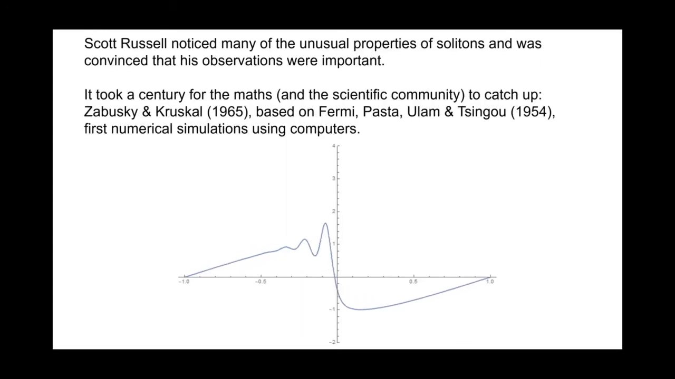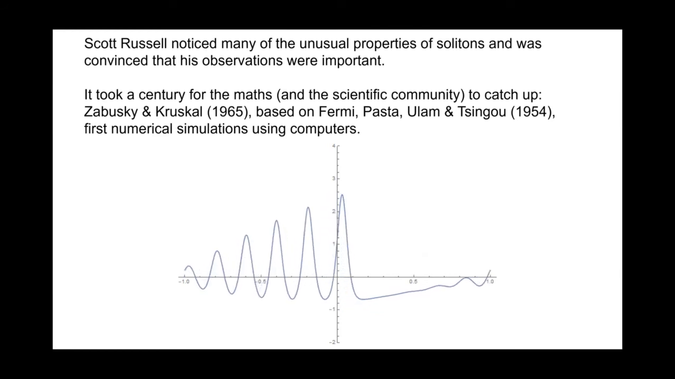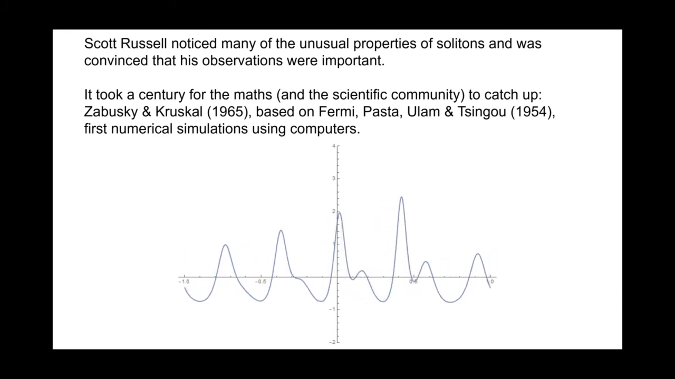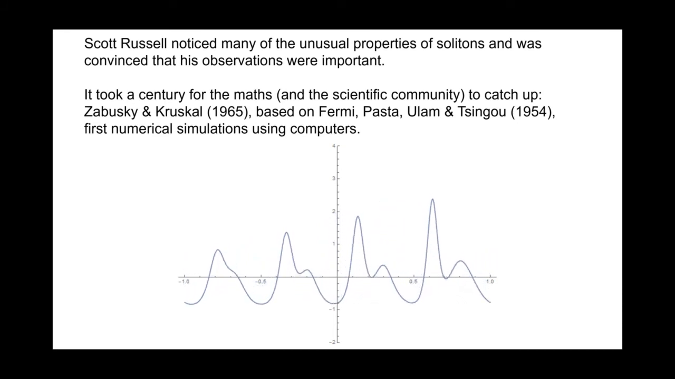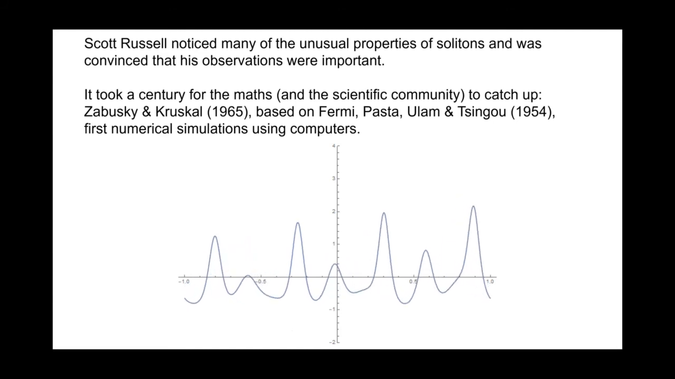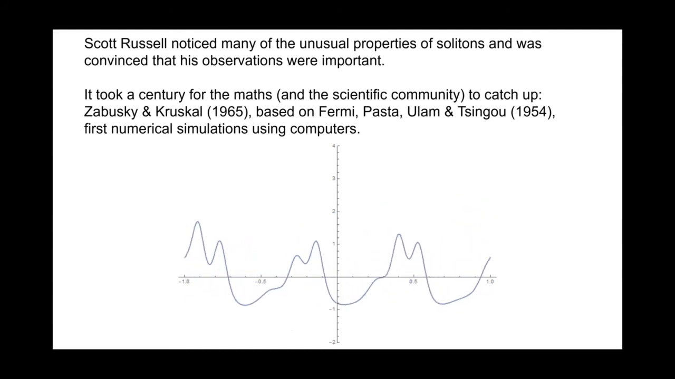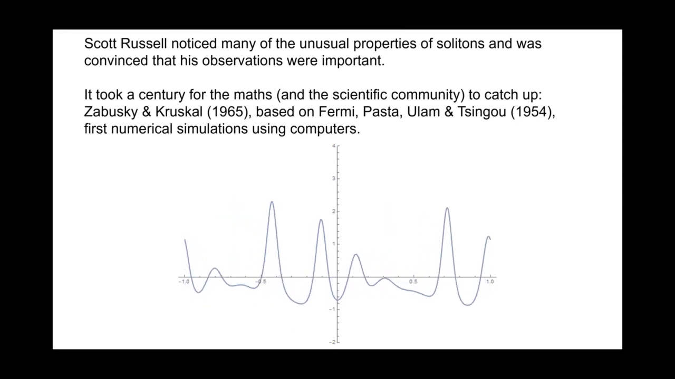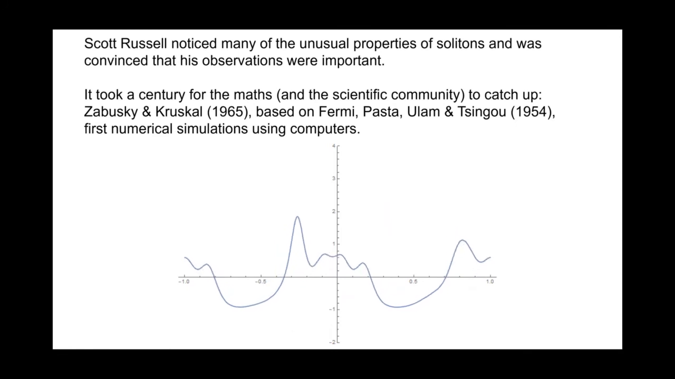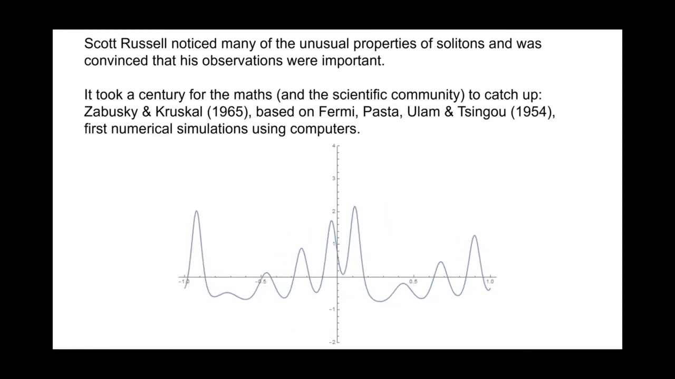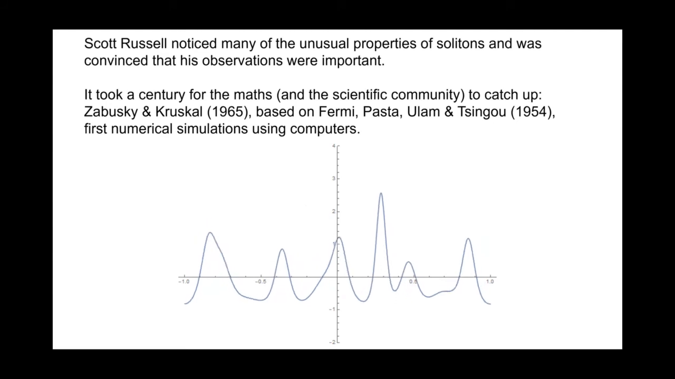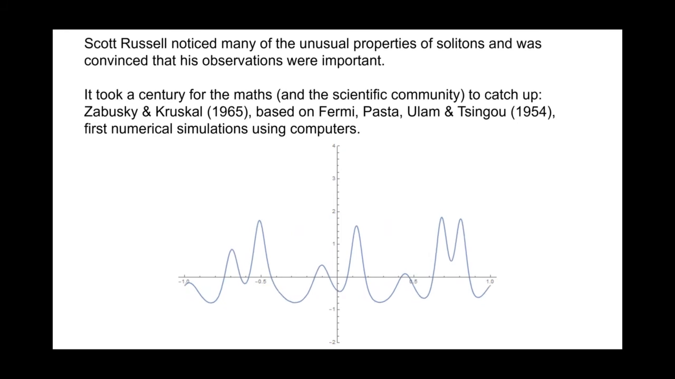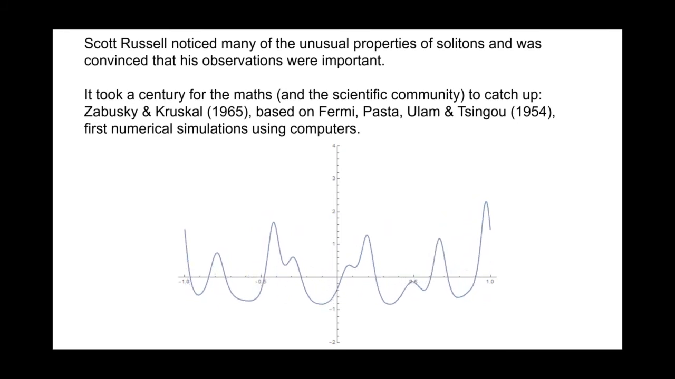John Scott Russell himself actually noticed many of the unusual properties of these solitons, and as I said, he was convinced that his observations were very important, but it took more than a century for the mathematics and the rest of the scientific community to catch up with John Scott Russell's intuition. And the modern revival follows the work of Zabusky and Kruskal, who built on previous work of Fermi, Pasta, Ulam, and Tsingou, which involved the very first numerical simulations using computers.